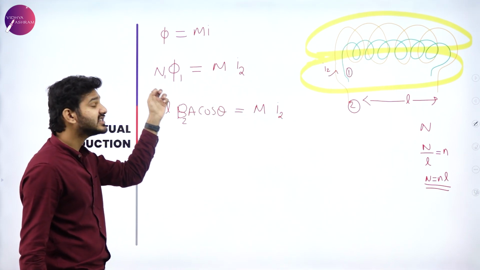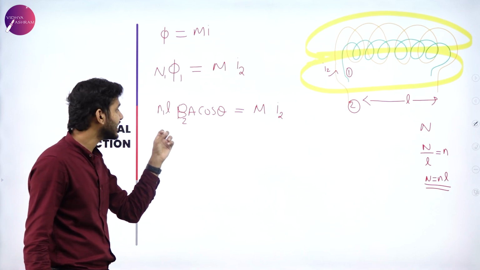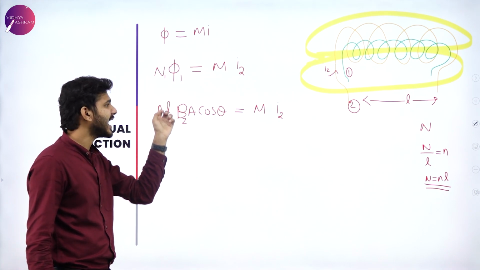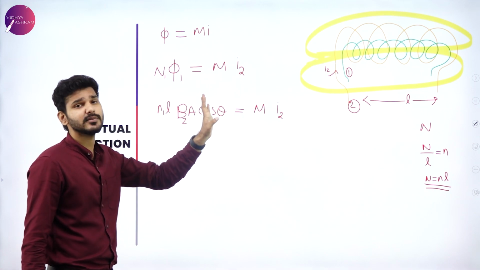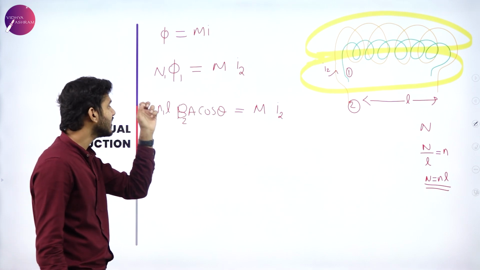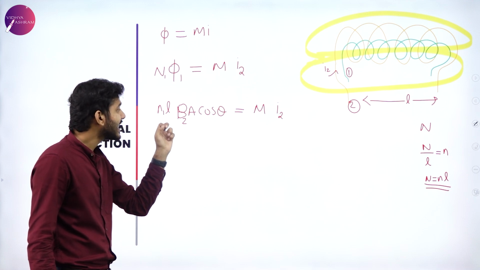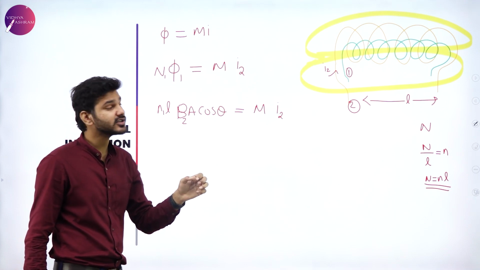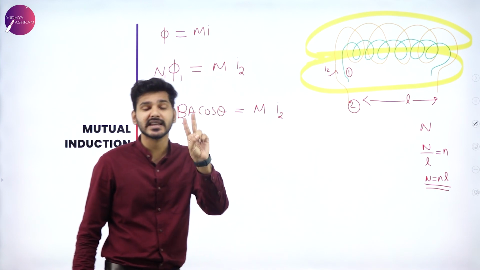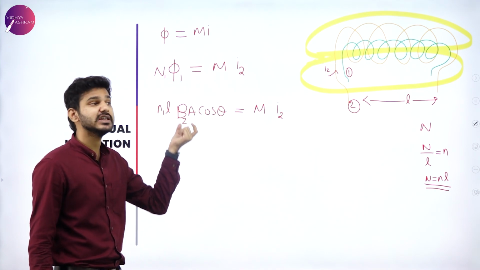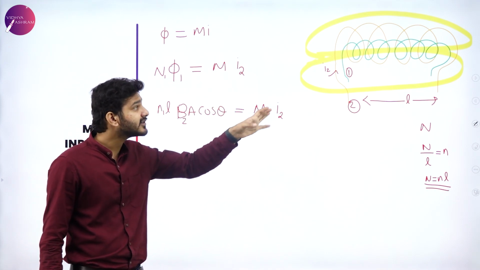So the flux change in coil 1, we are writing it down as N1. L is the same because both the coils have roughly the same length, so I am taking it as L itself. So N1 into L into B2, because the magnetic field which is changing is associated with the secondary coil. So B2 into A. A is common for both.